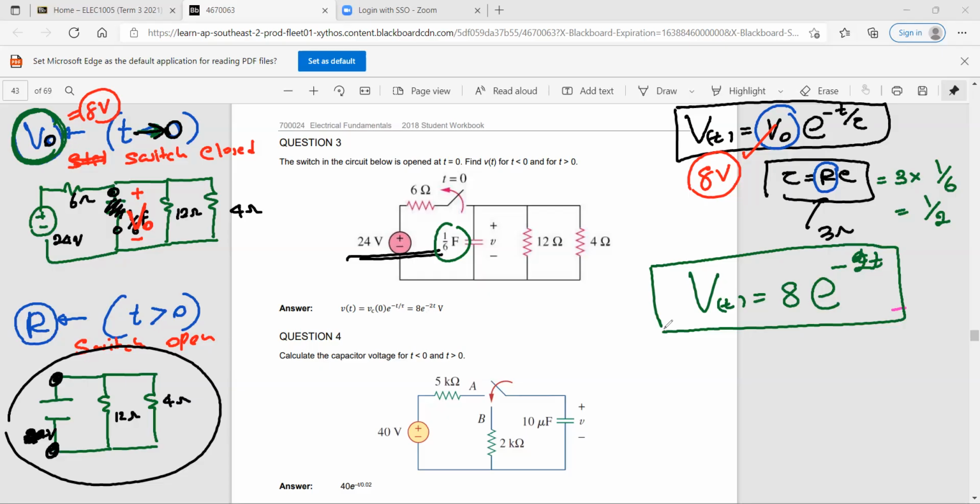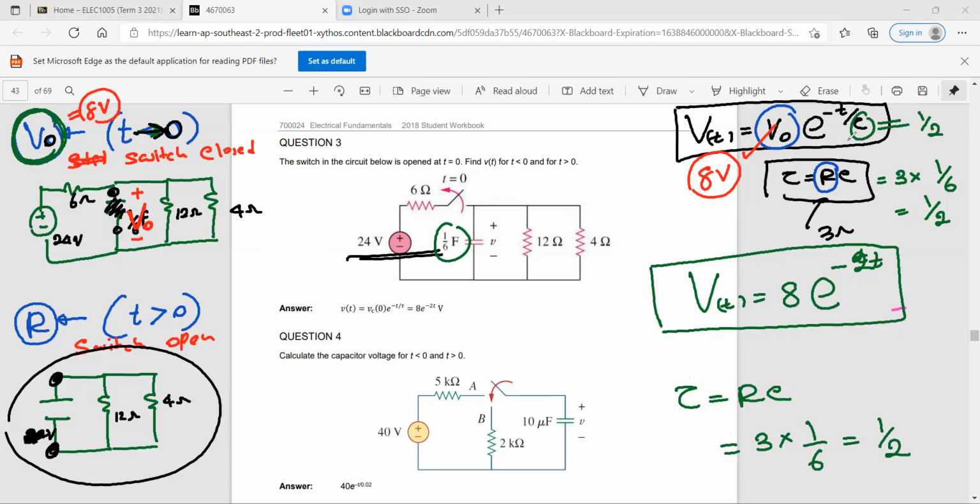Any question? Sorry, what was that minus 2 again? I think it just slipped my mind. Tau is RC. So R is 3, C is 1/6. So this is a half, isn't it? So tau is a half.